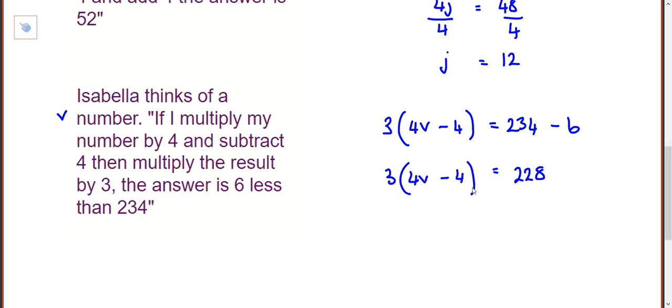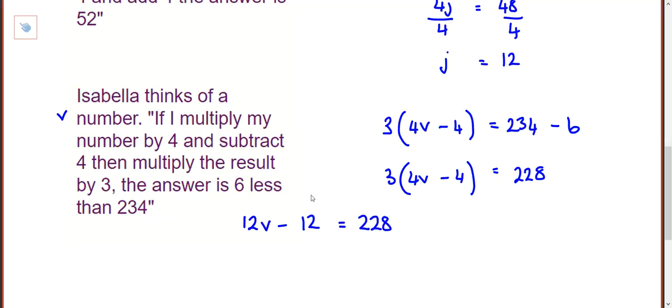Right, what we're going to do at this stage. Expand the brackets. Is there anyone that wouldn't expand the brackets? Just one person, 2 people, 3 people, 4 people. Okay. Who would expand the brackets? Who's correct? Both. You can do either way. So if we expand the brackets, we get 12V subtract 12 equals 228.